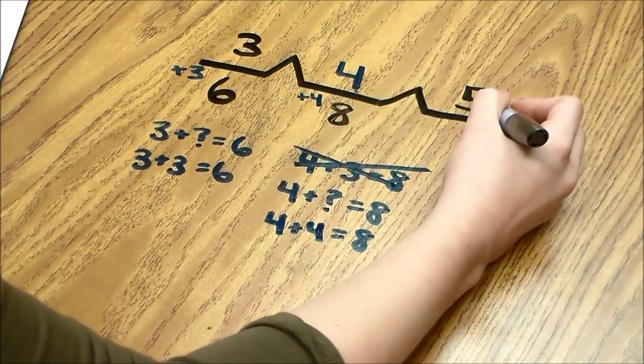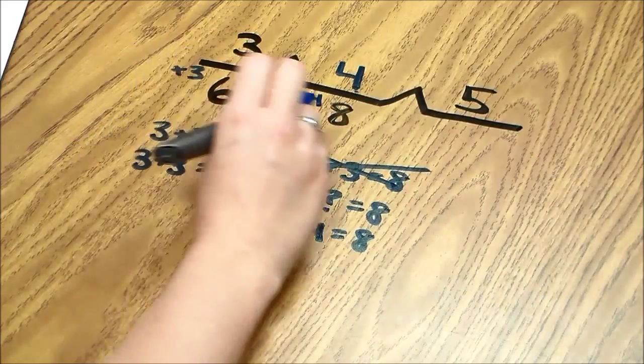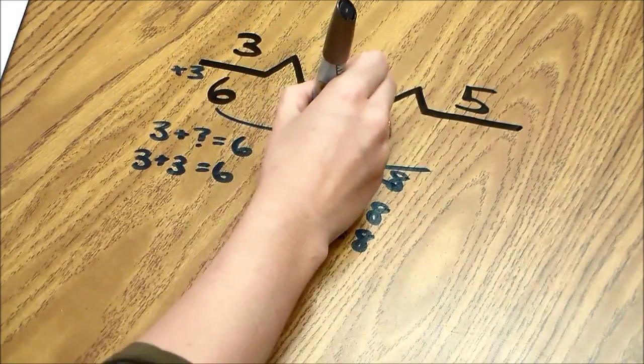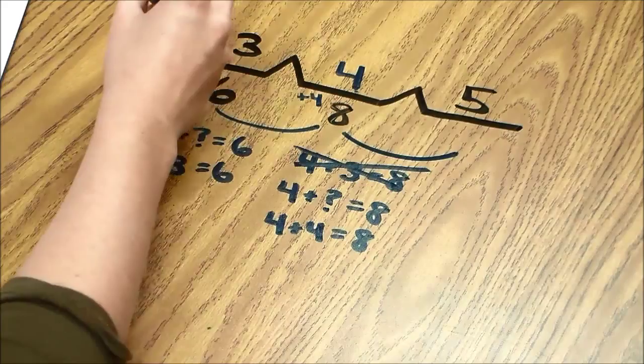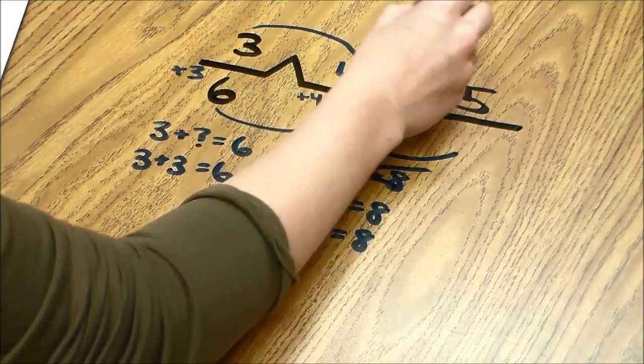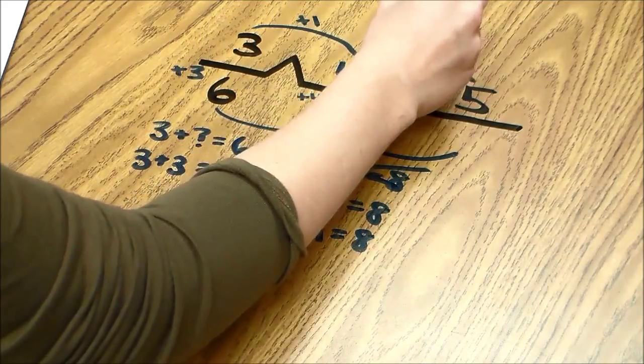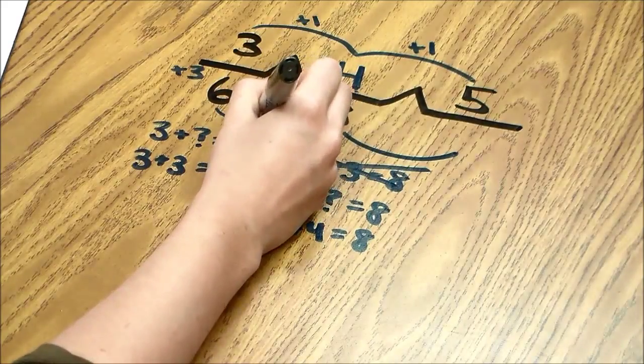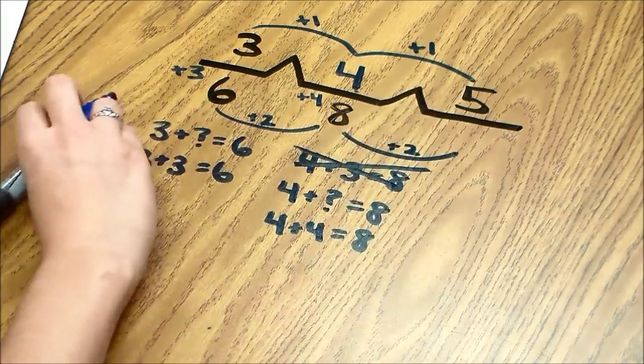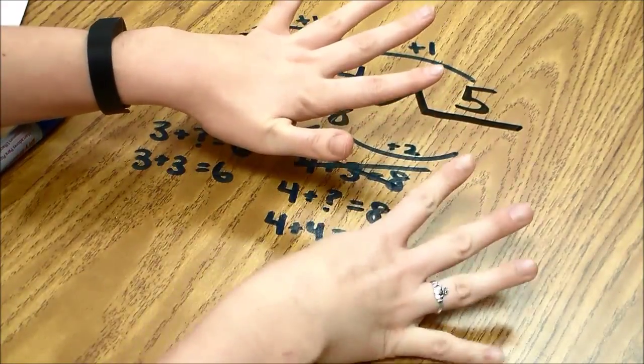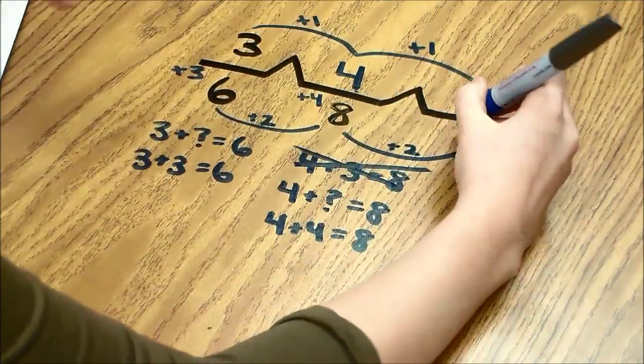Now let's figure out what would go beneath 5. I notice that 6 and 8 are both 2 away from each other. I notice that 3, 4, and 5 are 1 away from each other. There must be some relationship between those numbers. I add plus 1 to the top, plus 2 to the bottom. So 8 plus 2, I get 10.